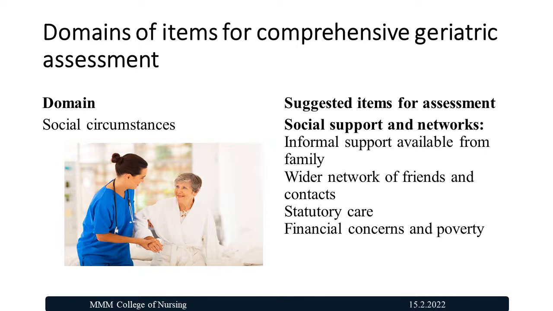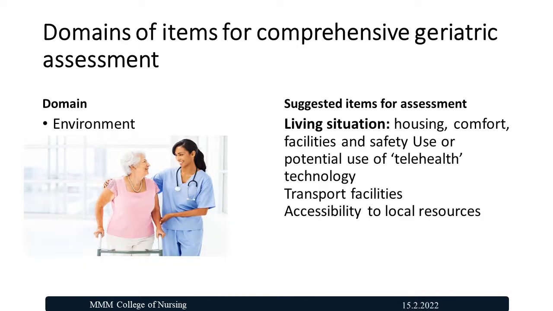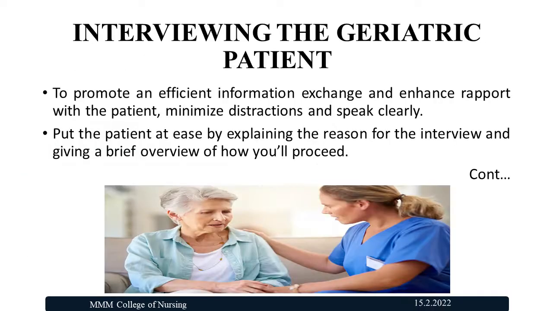Then the domain asks about old age social circumstances. Here we ask about informal support available from family and the wider network of friends and contacts, statutory care, and also financial concerns and poverty. The next domain should be about the environment. Here the suggested items are housing, comfort, facilities, safety, use or potential use of telehealth technology, transport facilities, and accessibility to local resources.